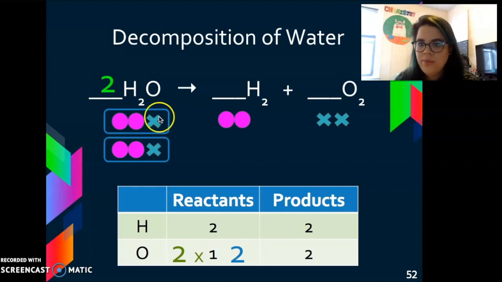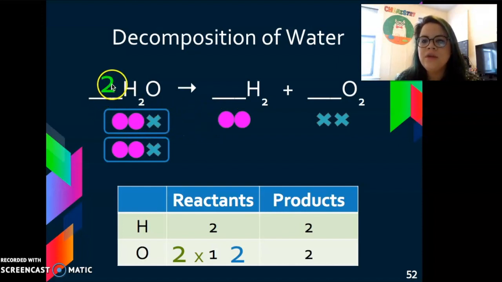You can't change it. The most common mistake would be throwing a 2 right there to make 2 oxygens and 2 oxygens, but then it's not water anymore, okay? But now we have a problem. Hopefully you've answered that now we don't have conservation of hydrogens.